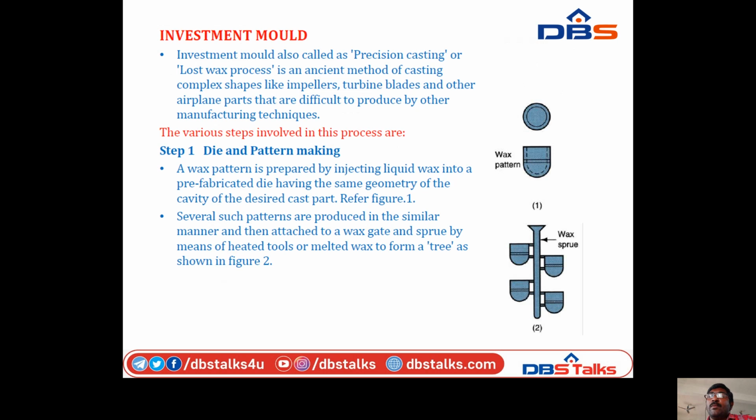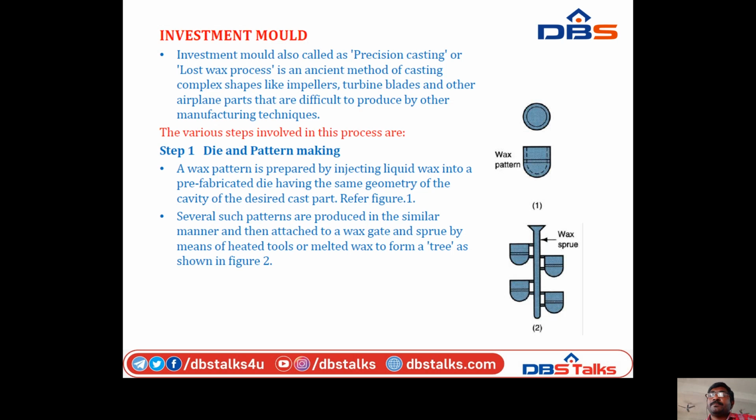Next, investment molding. Investment casting, also called precision casting or lost wax process, is an ancient method of casting complex shapes like impellers, turbine blades, and other aeroplane parts that are difficult to produce by other manufacturing techniques. So that's how we can use investment casting. There are various steps involved in this process.